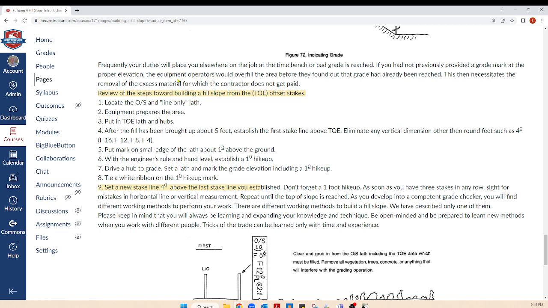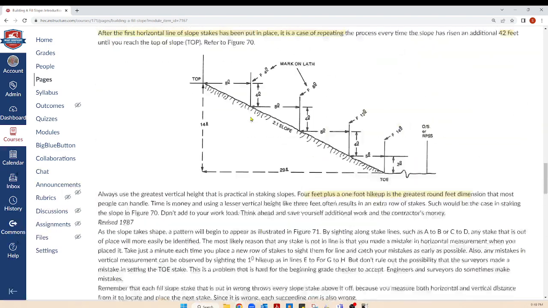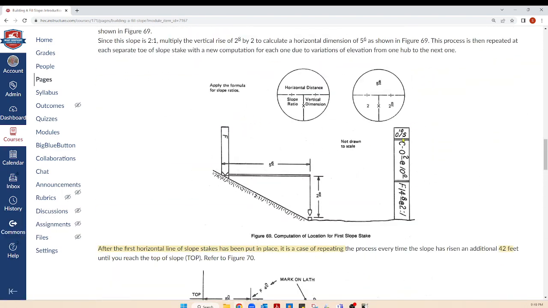This removal of excess material, the contractor does not get paid for. So here, a review of the steps toward building a fill slope from the toe offset stake. First thing, locate the offset stake. Remember what an offset stake looks like, right there. And there's one right here, offset stakes.